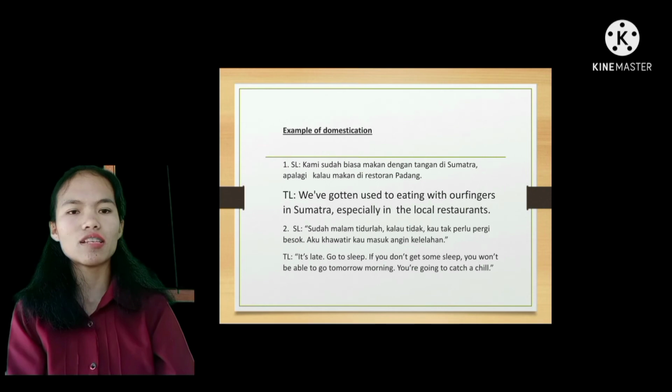And the example of domestication is, in source language, "kami sudah biasa makan dengan tangan di Sumatera, apalagi kalau makan di restoran Padang." Translated into target language, we have gotten used to eating with our fingers in Sumatra, especially in the local restaurant. And the second is, in source language, "sudah malam tidurlah, kalau tidak, kau tak perlu pergi besok. Aku khawatir kau masuk angin kelelahan." And translated into target language, it's late, go to sleep. If you don't get some sleep, you won't be able to go tomorrow morning, and you are going to catch a chill.